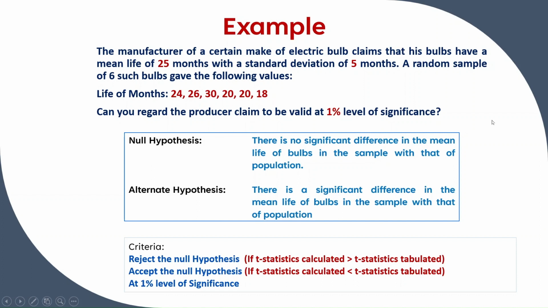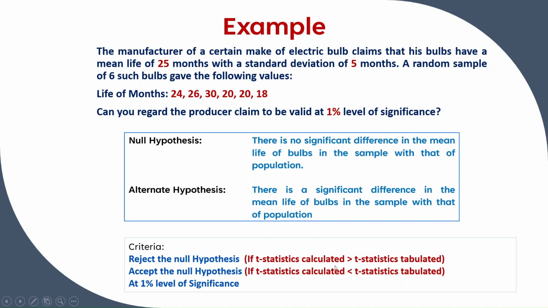So first we will see how to develop the null hypothesis for this problem. Null hypothesis: there is no significant difference in the mean lives of bulbs. So we will compare the mean life of the bulbs in the sample with that of the population. The value for the mean life of bulbs for the population, or the hypothetical value, is already provided in the problem. Alternate hypothesis: there is a significant difference in the mean life of bulbs in the sample with that of the population.